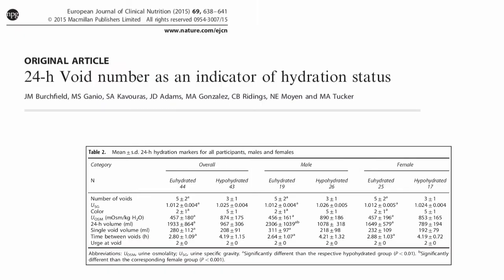I mentioned earlier that 24-hour urine volume is also an indication of hydration status. This is a study that we did with colleagues from the University of Arkansas. We found that the number of voids in a day can also be used as a way to assess hydration. We had different groups of euhydrated and hypohydrated people, and we compared them, and we found statistically significant differences between those two groups.